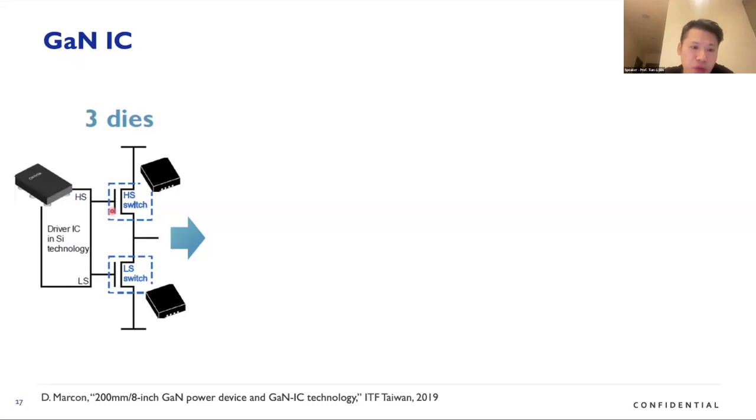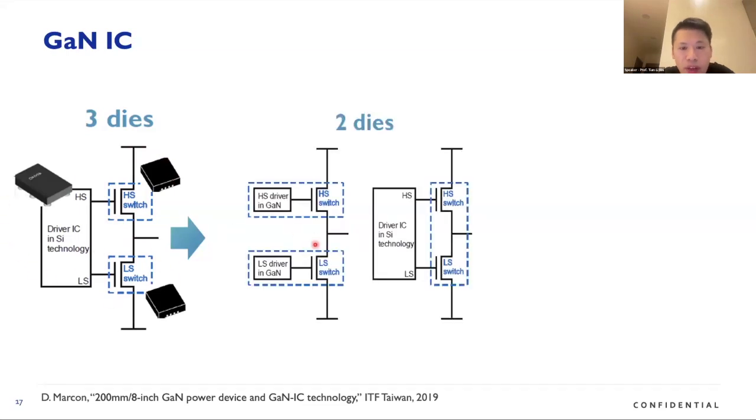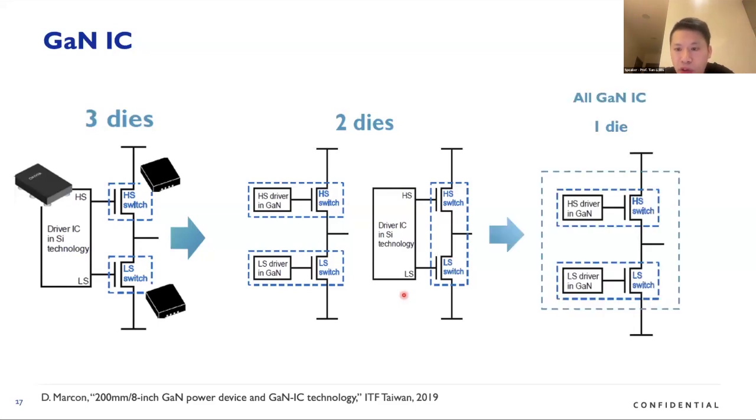In the past, if we consider a high side, low side switch, then we actually need 3 dies: a high side transistor, a low side transistor, and also the driver. But nowadays, people try to integrate these together. So we can have the driver integrated with the high side or the low side switch, or we integrate high side and low side together with another additional silicon driver here. But in the future, and it's happening now, we try to integrate everything inside the GaN HEMT platform. That's why we call it GaN IC.